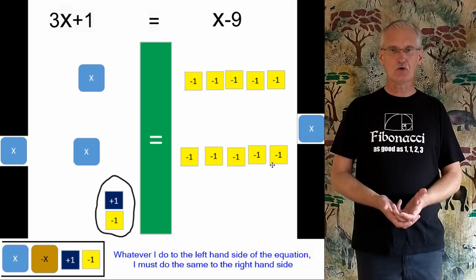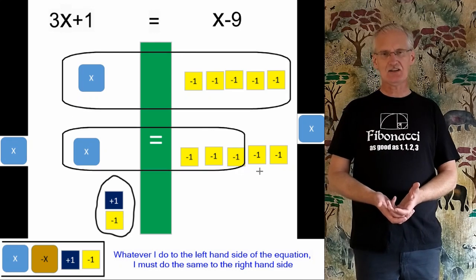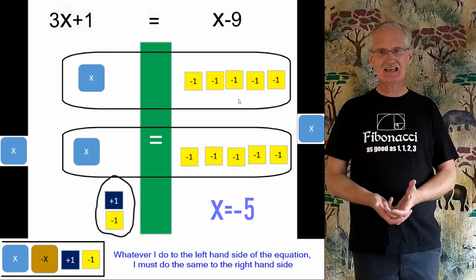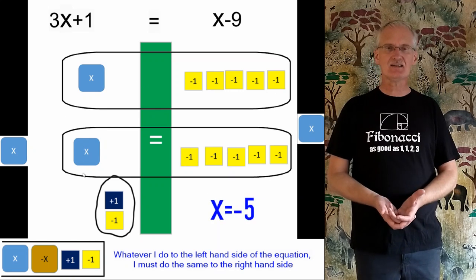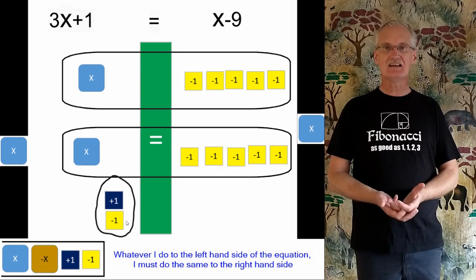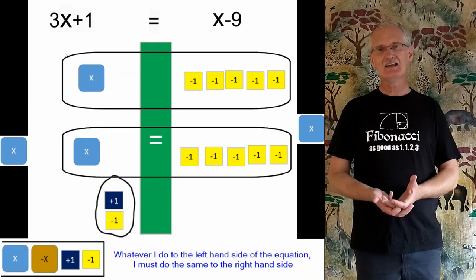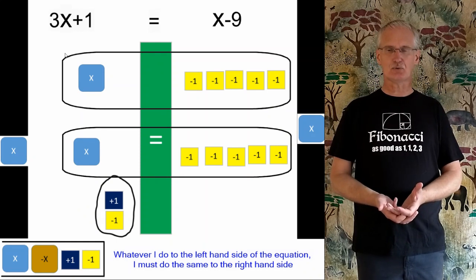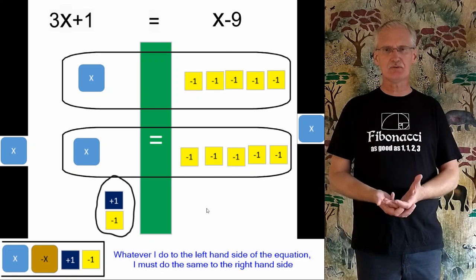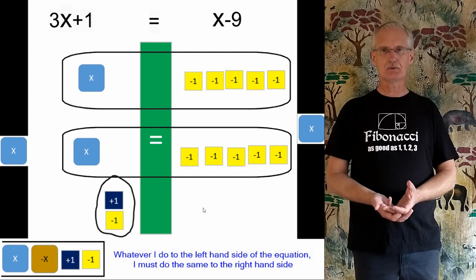And then we're going to draw our ovals just to show what we have. It's a way of dividing by 2 in this case. And I can see that x equals -5. And I could check that one. 3 times -5 is -15, plus 1, -14. And -5 take away 9 is also -14. So again, Algebra Tiles helps us to deal with the complexity of algebra and also negative numbers.